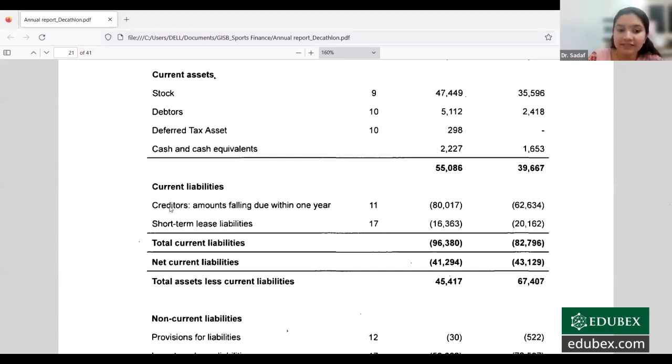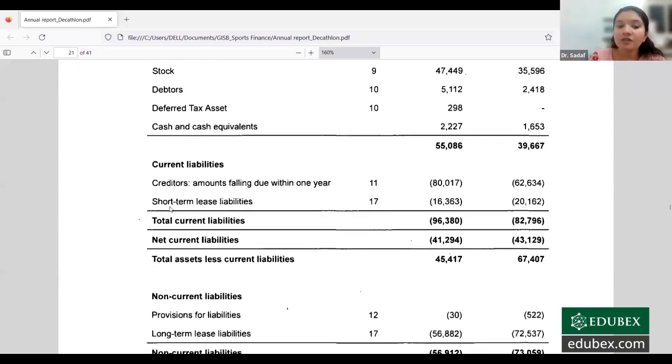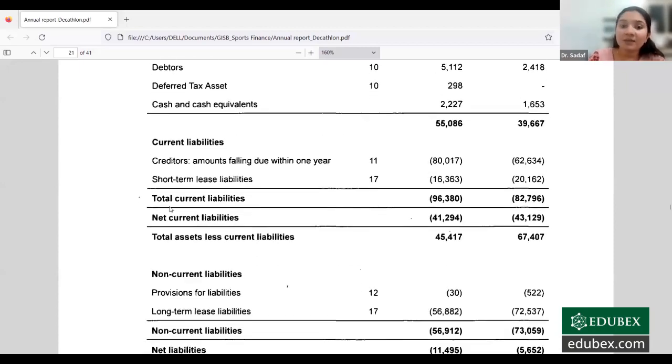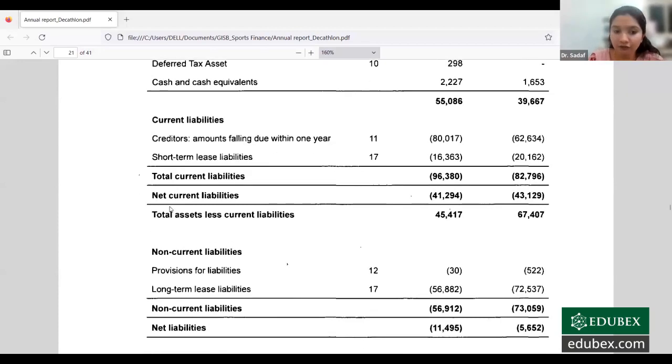Okay, we have short-term lease liabilities. So the liabilities which we need to settle, we need to pay off within the year itself. Company can also create some long-term provisions. We are keeping aside money to pay for in the near future.